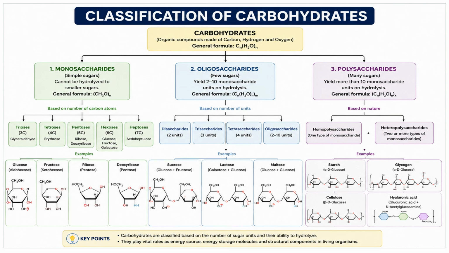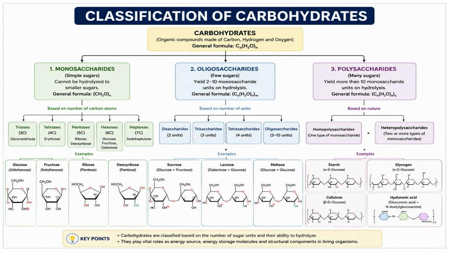Monosaccharides. Monosaccharides are the simplest carbohydrates and cannot be hydrolyzed into smaller carbohydrate molecules. They contain a single sugar unit. Based on the number of carbon atoms, they can be classified as trioses, tetroses, pentoses, hexoses, and heptoses. Examples include glyceraldehyde, erythrose, ribose, deoxyribose, glucose, fructose, and galactose. Glucose is particularly important because it is a major energy source for cells.